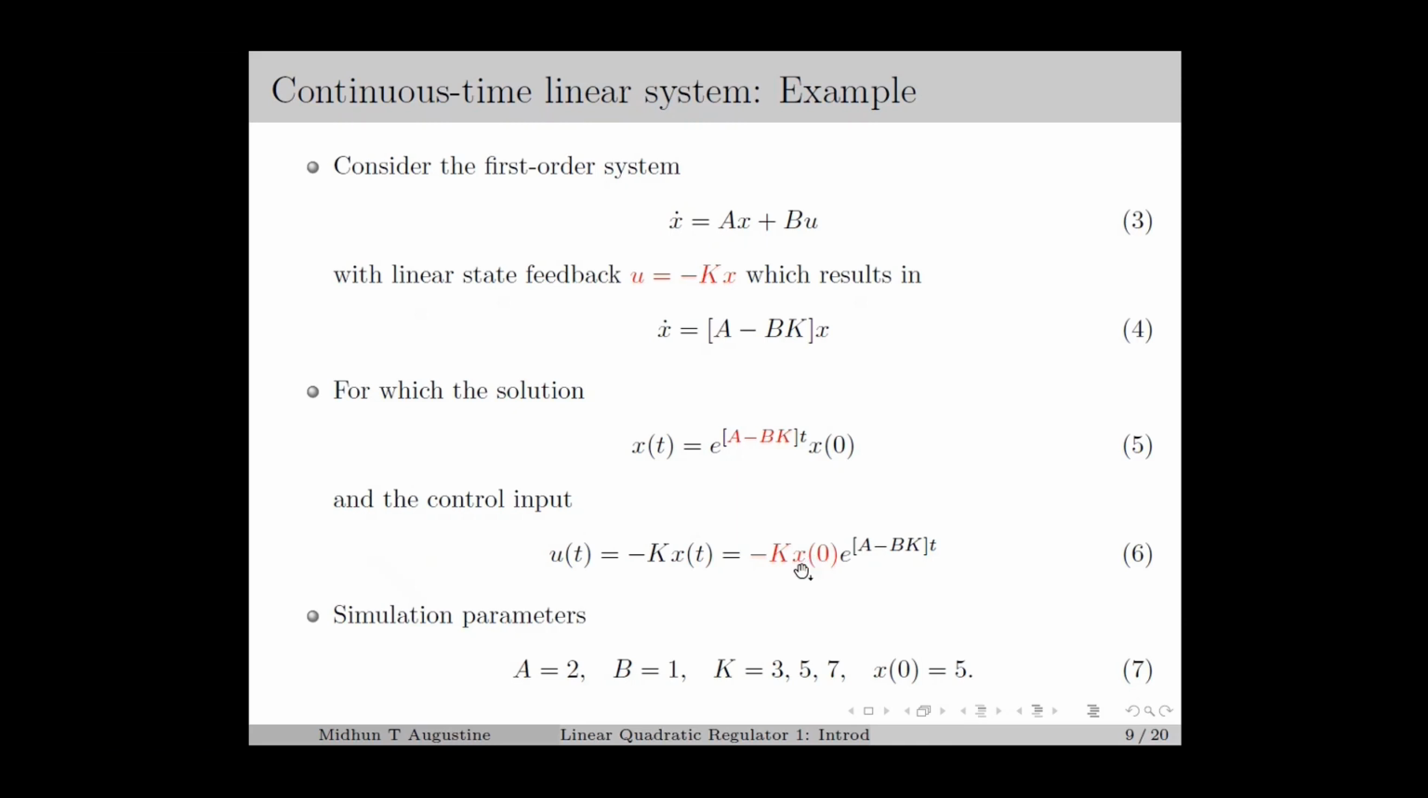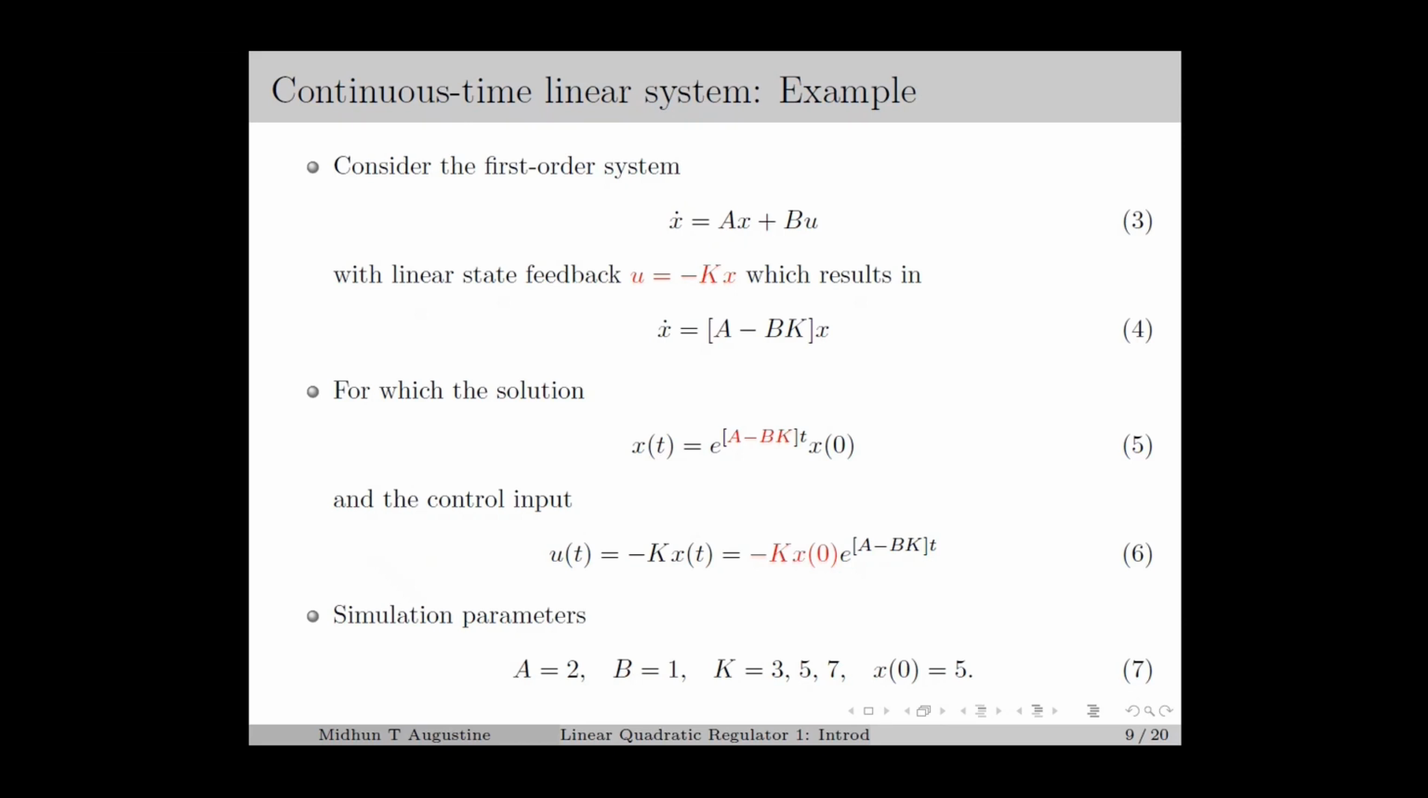For simulation, we consider a equal to 2, b equal to 1, and 3 different values of k, which are 3, 5 and 7. The initial state is chosen as 5. Now, for k equal to 3, we have a minus bk equal to minus 1. For k equal to 5, it will be minus 3, and for k equal to 7, it is minus 5.